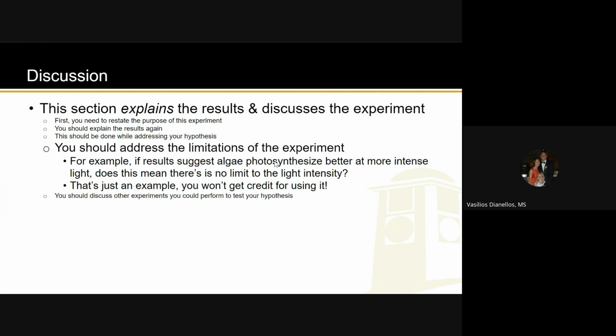Does that mean if we were to keep increasing the light intensity, either by bringing the cuvette even closer to the light, or what if we get a stronger light source, that photosynthesis will keep increasing no matter what, or do you think it'll hit a limit? So again, you're speculating here, but that's okay. There's things you need to consider. And again, that's just one example, so you can't use that example in your lab report.